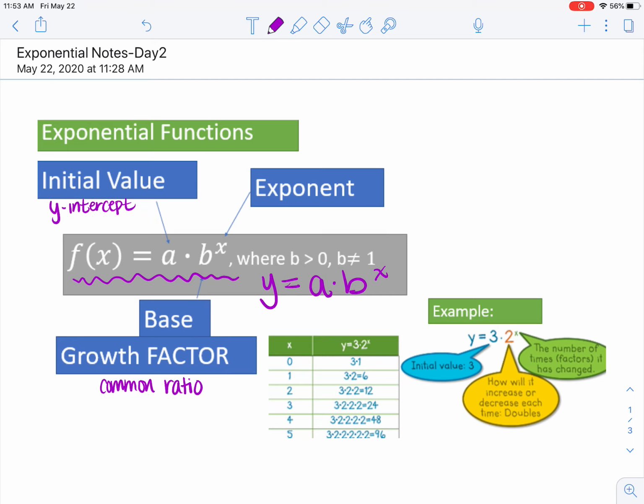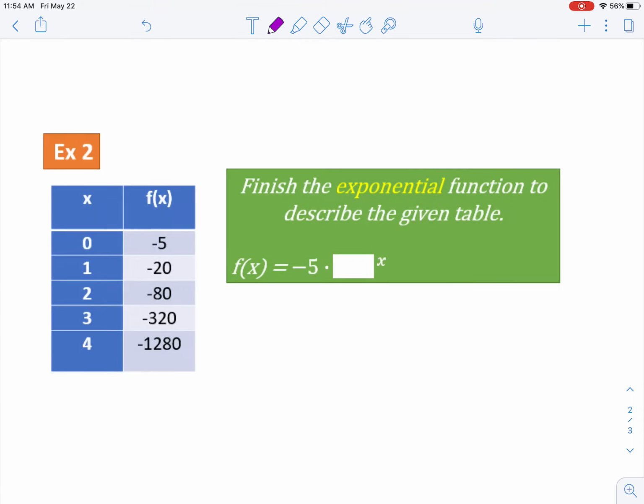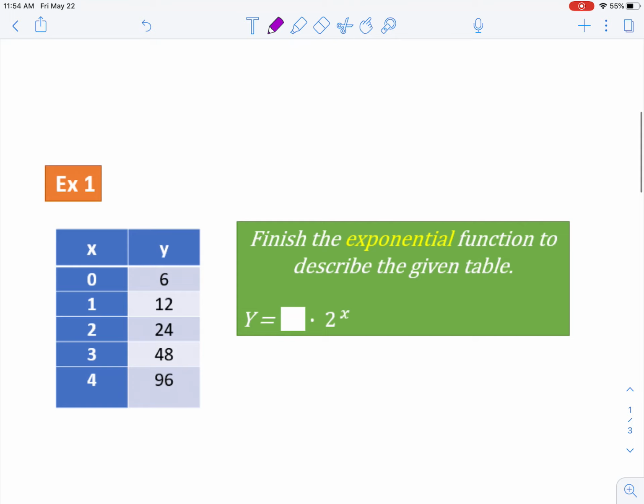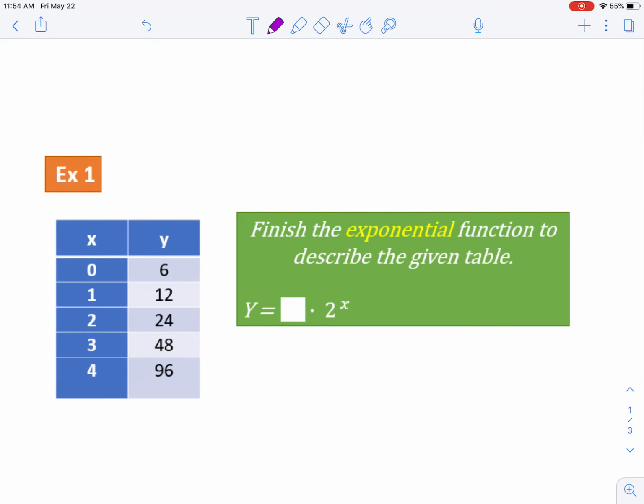As we write these equations, your homework tonight, the first night, is going to be kind of filling in the blanks. Your homework tomorrow night, you're going to have a table and you're going to have to write the rule on your own. So let's take a look at some examples that build up to us actually writing the rule, okay? Looking at our first example, let's go back here.